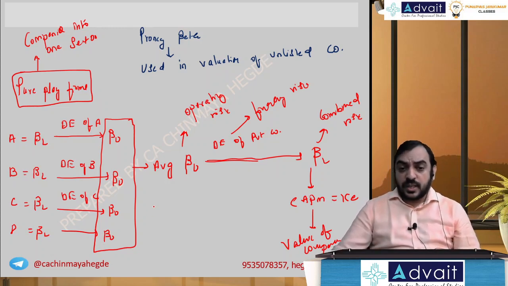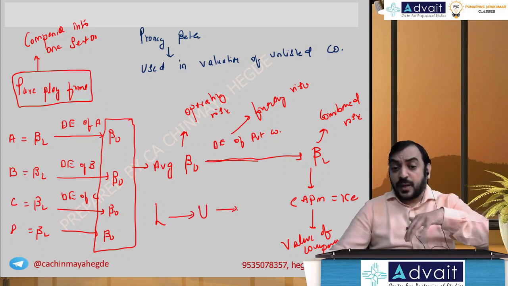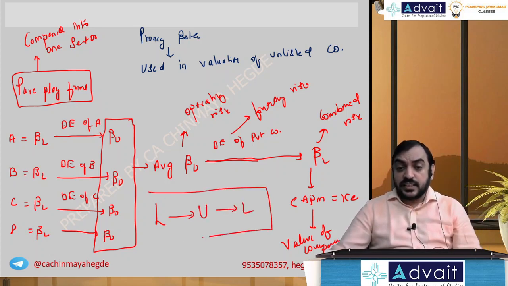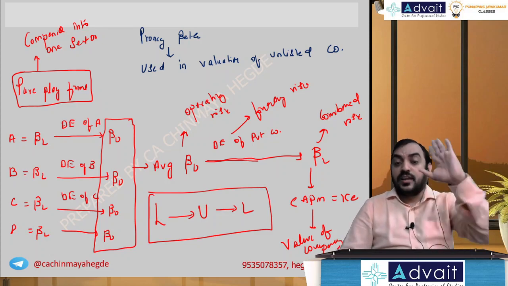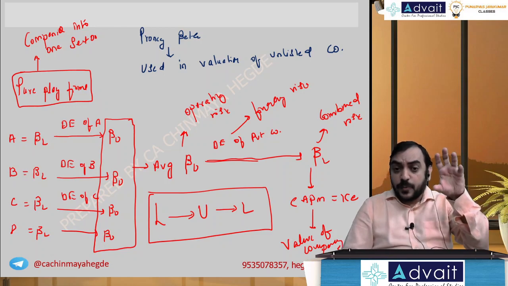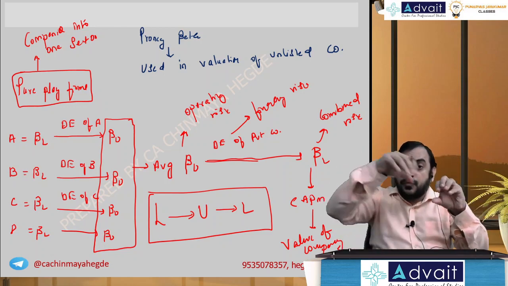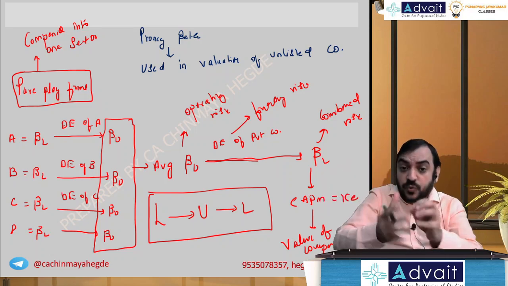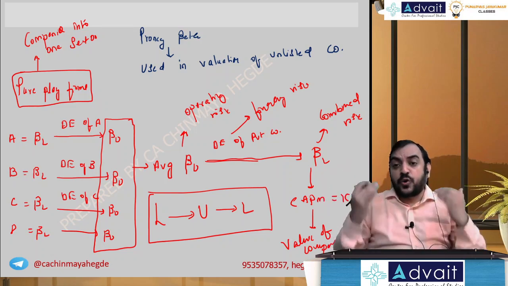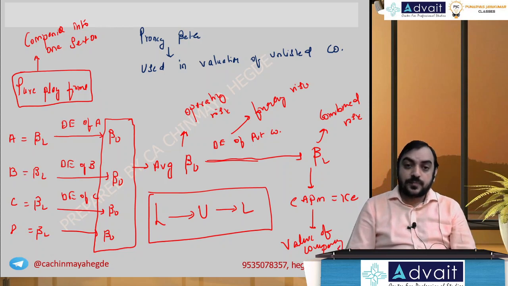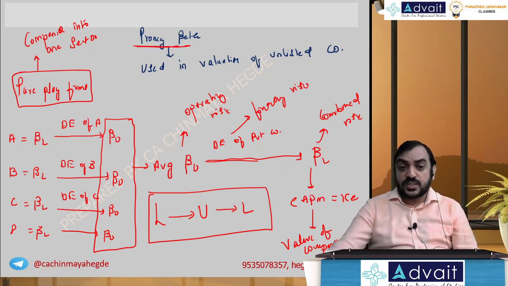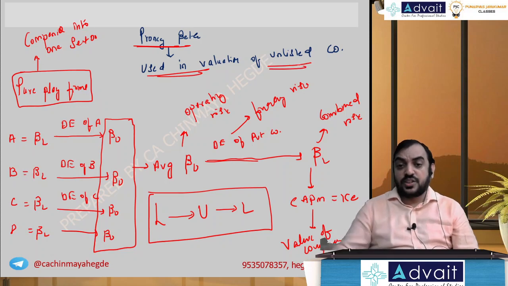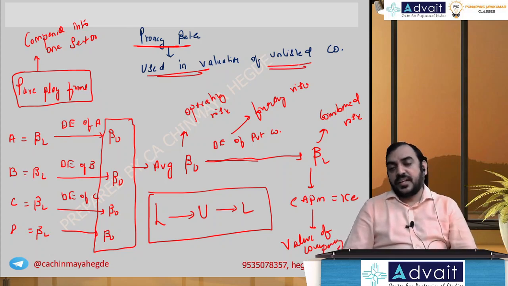So the starting point will be levered. From that we make it unlevered. And from that we make it levered. This is the process. LUL, whatever you want to remember. We start from levered, we take out their financial risk, we take out their debt equity, we get unlevered, then we apply our debt equity, we get levered, applicable for our company. This is the use of proxy beta, applied in the valuation of an unlisted company or private company.